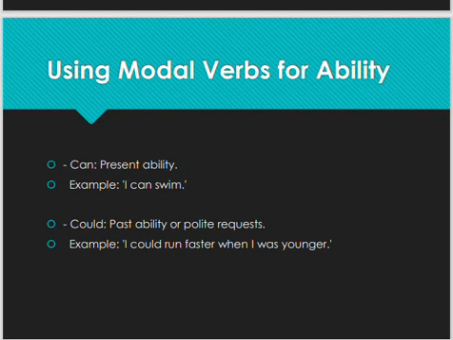When we want to talk about something we are able to do right now, we use can. For example, I can swim. It shows present ability. For abilities we had in the past or for polite requests, we use could. For example, I could run faster when I was younger. So remember, can is for present ability, and could can be for past abilities or polite requests.